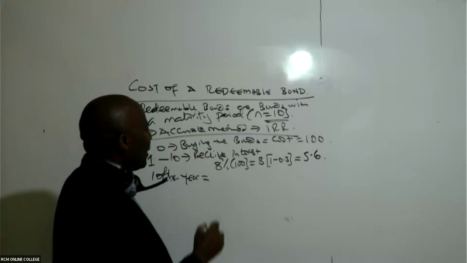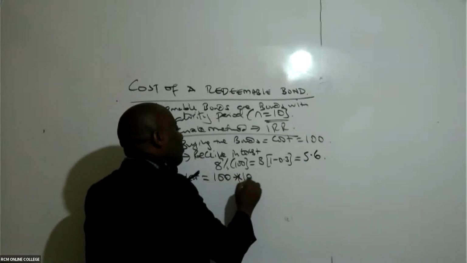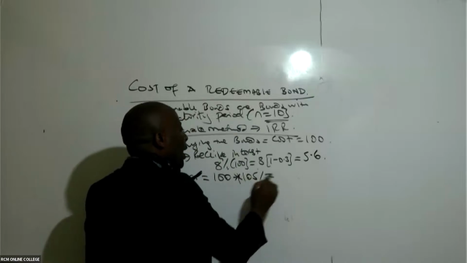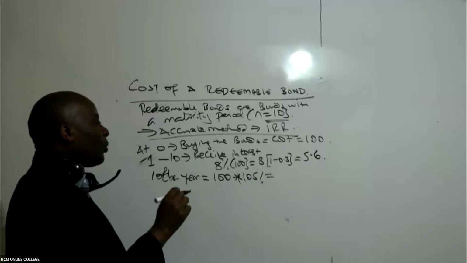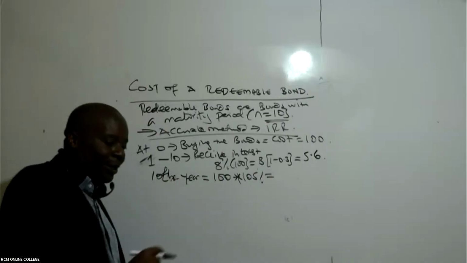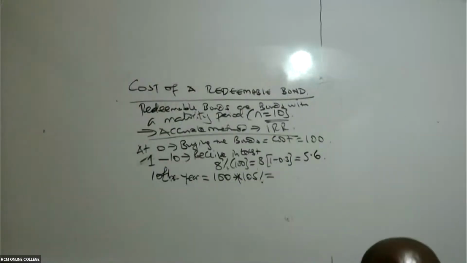So remember, on redemption, I'm going to get back my bond amount, but at a premium. It would have been returned at exactly 100, but there is a premium of 5%.